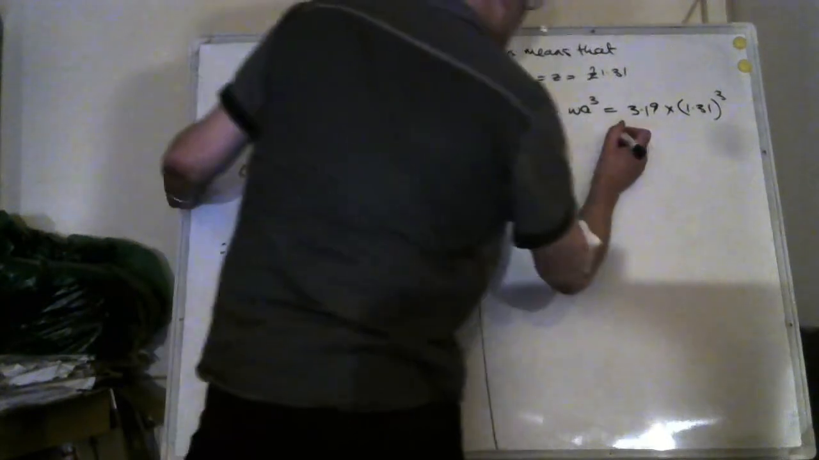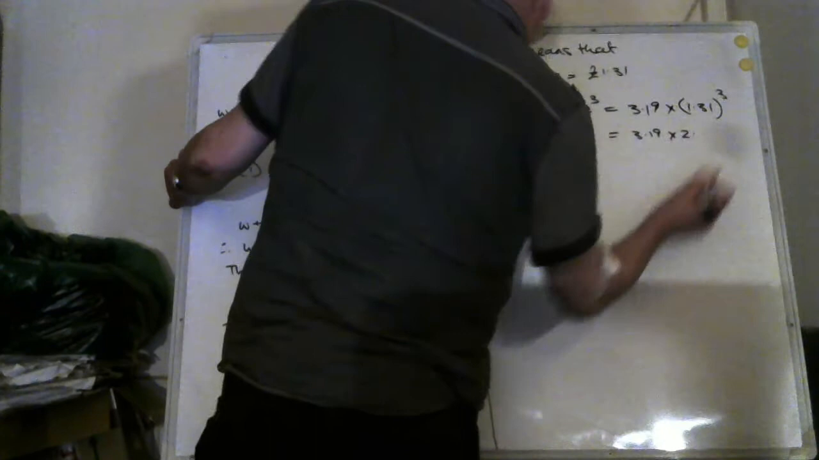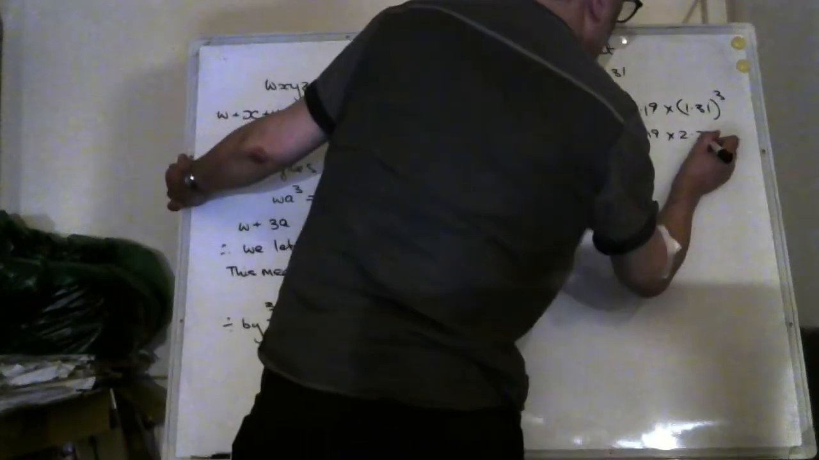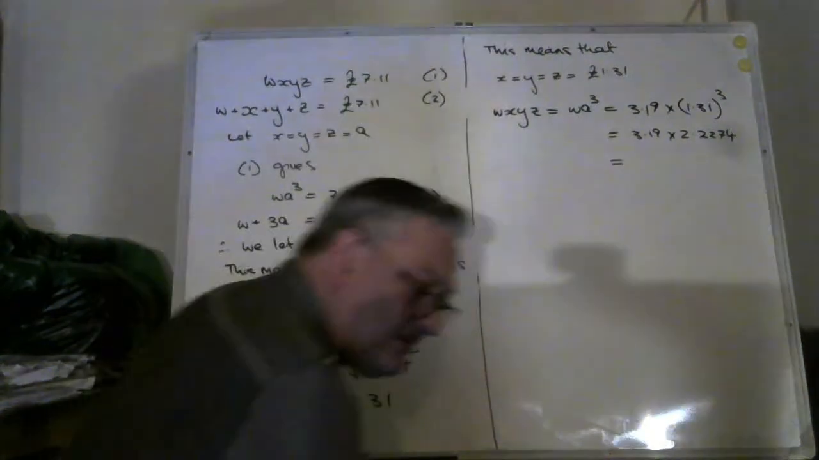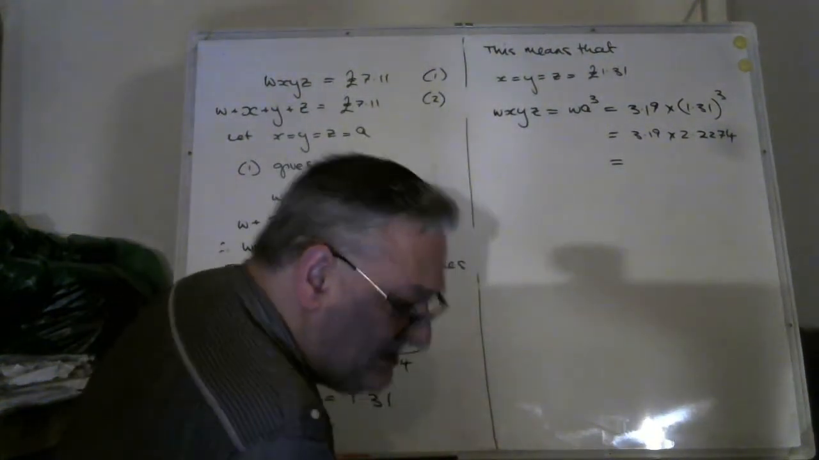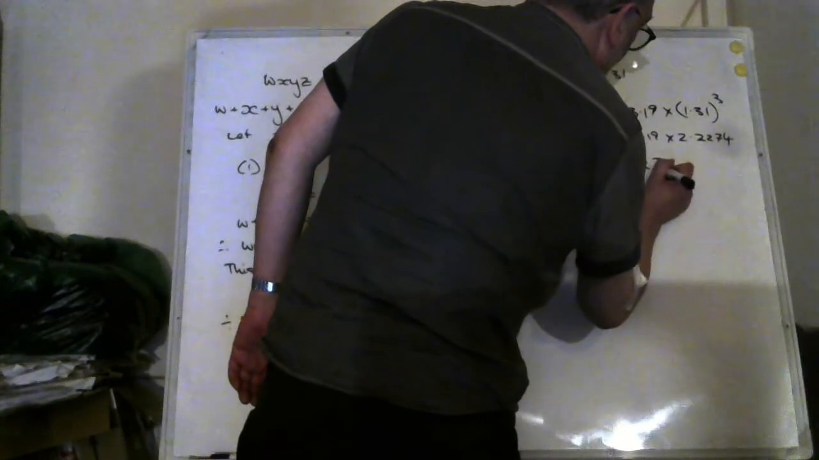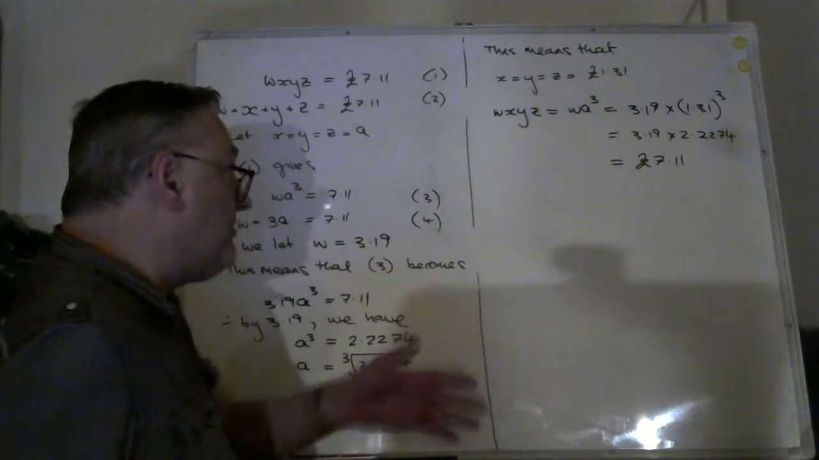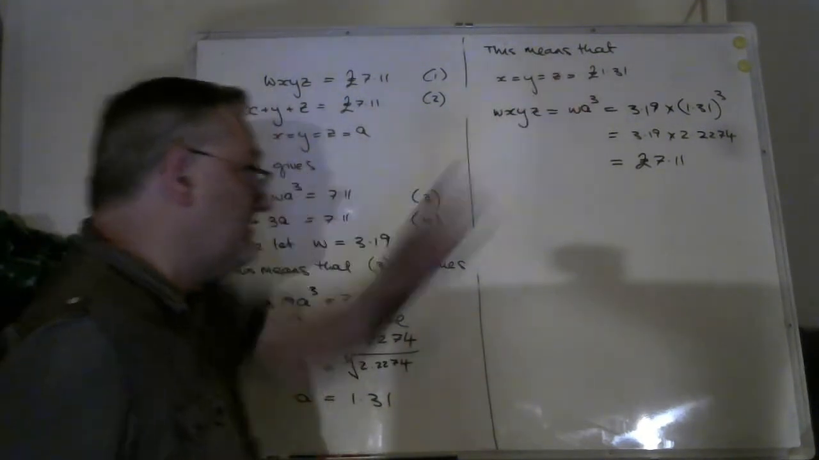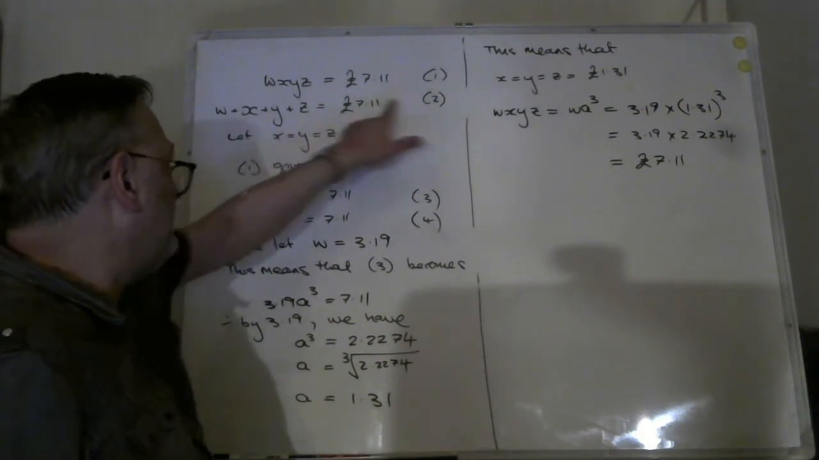So we've got 3.19 times 2.2274. And what does that come out to be? Well, you can check this on your calculators, but it comes out to be equal to just about 7.11 pounds.